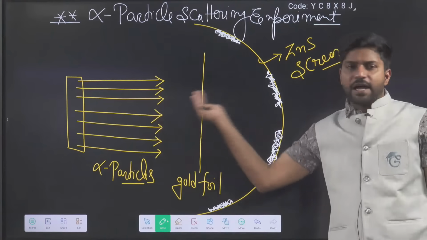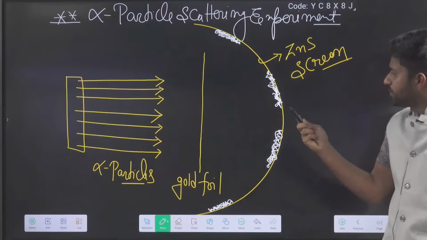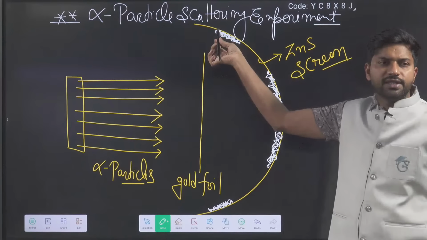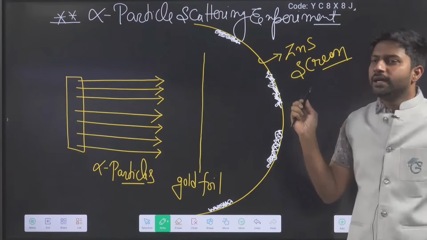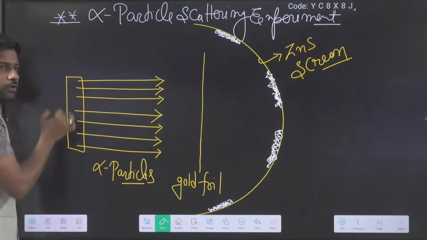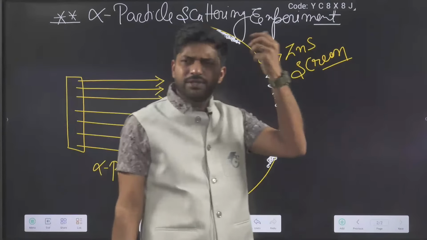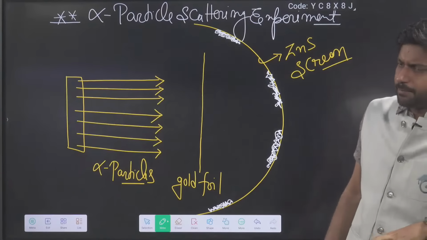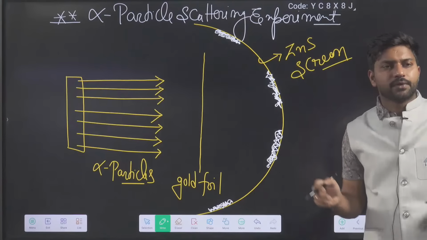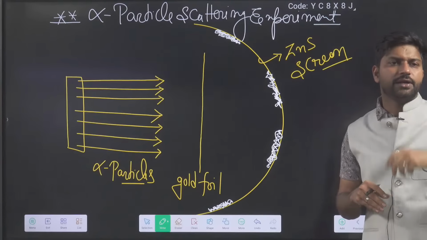He has scattered so many alpha particles on the gold foil. Then he observed maximum shining came behind the gold foil. Few this side, few this side, and very less on this side also. So he has done some arrangement and identified it like that. Now the question is what? Think you are Rutherford. Think right now.